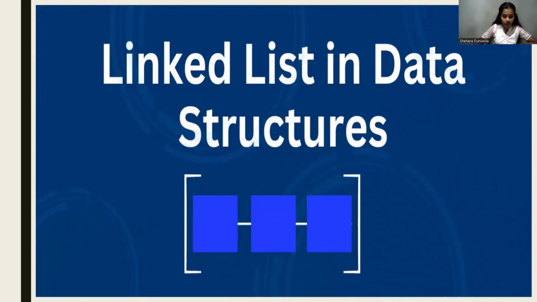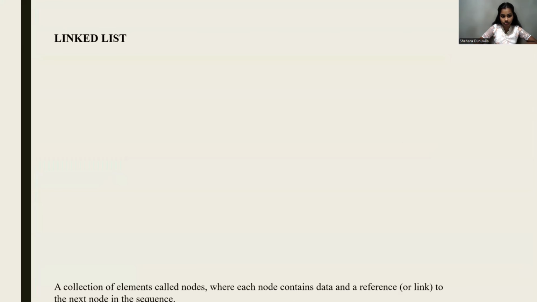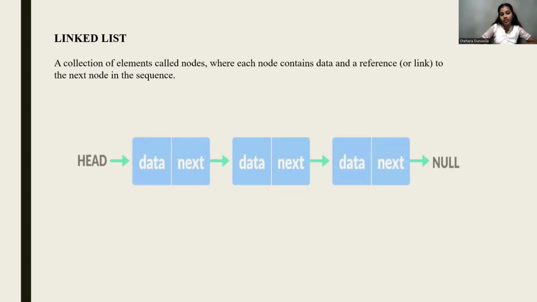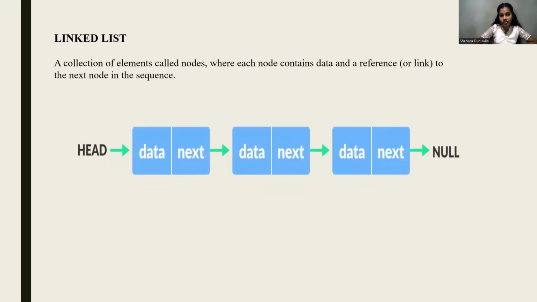Now let's talk about linked lists. Unlike arrays, linked lists are more flexible because they don't require a fixed size. They are like a treasure hunt, where each clue points to the next clue. Each node has two parts, the data and the reference, or pointer, to the next node. This is the simple definition of the linked list, and this is a simple example of a linked list.